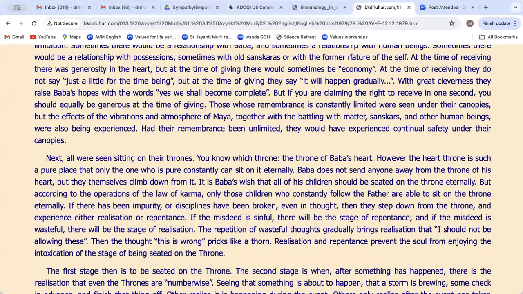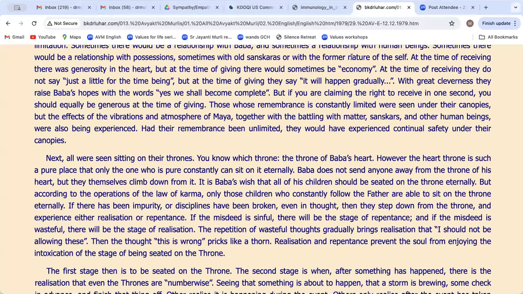If I'm so pure, I'll always latch on to that eternal throne, because that eternal throne of Baba's heart is so pure. Baba is the purest of pure, right? Because he's the ocean of purity. It is Baba's wish that all of his children should be seated on the throne eternally.